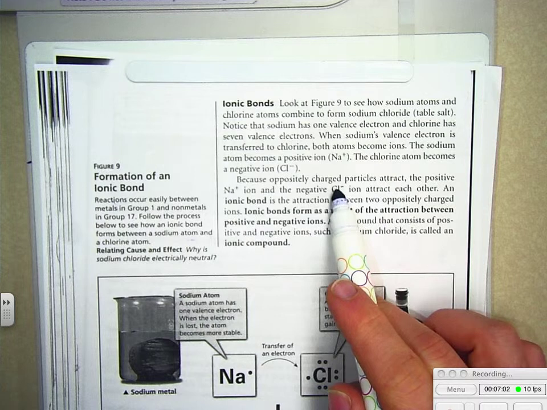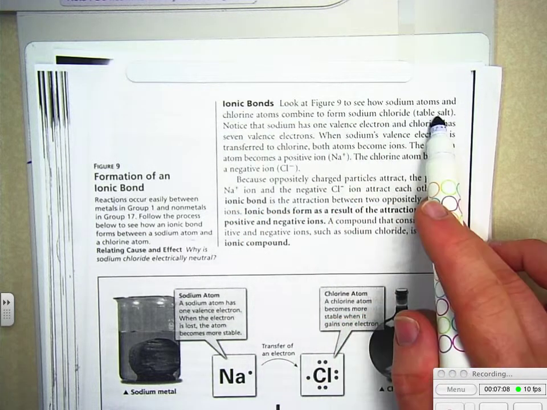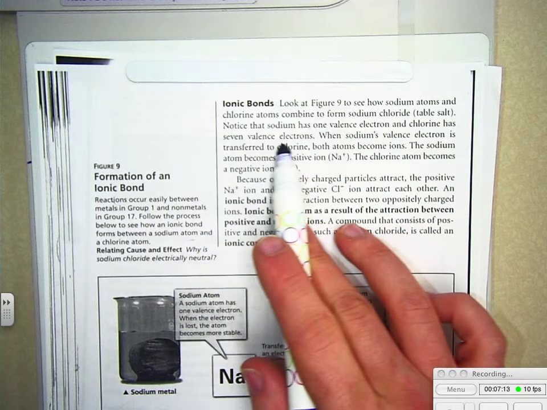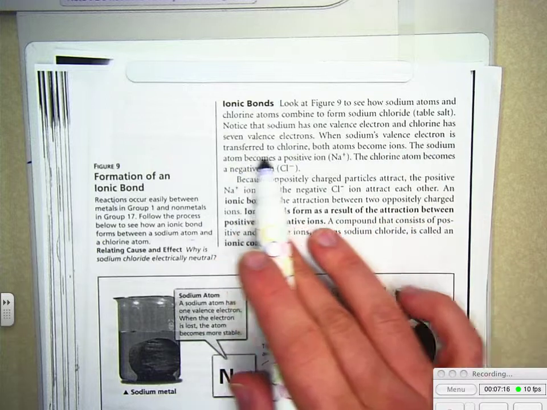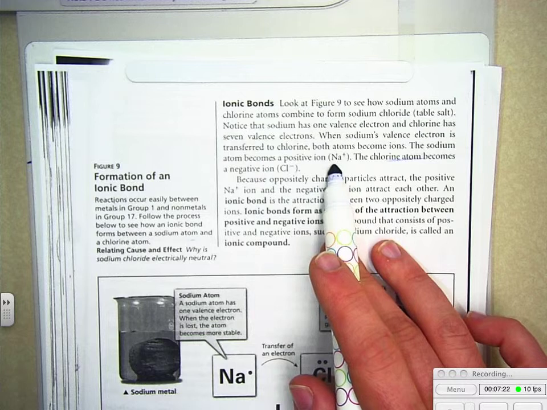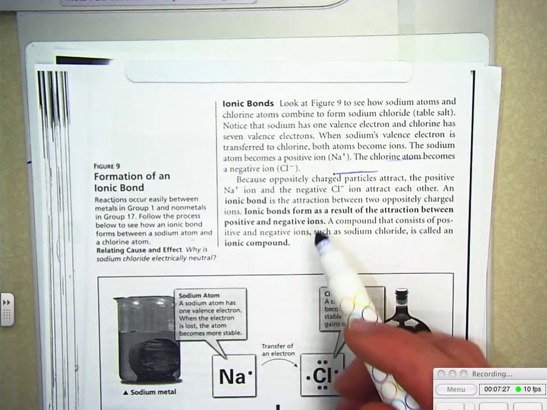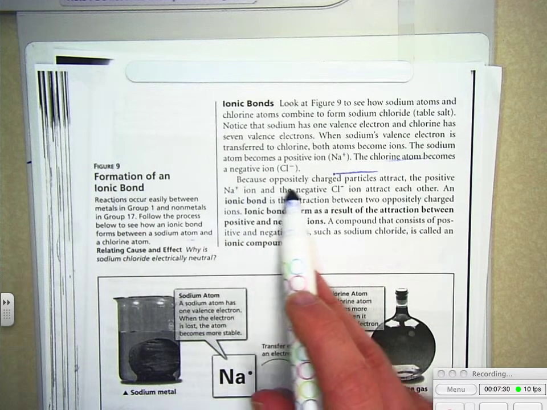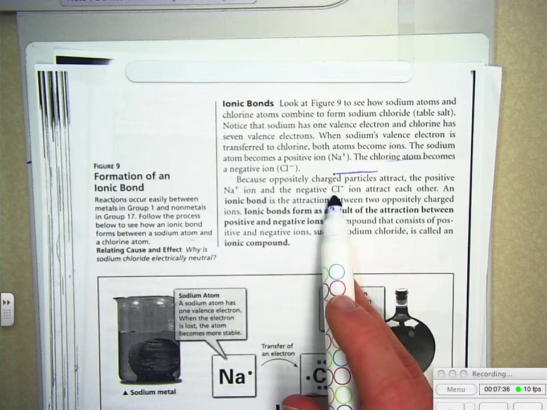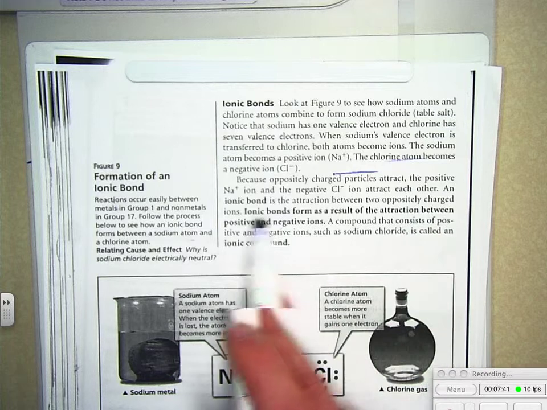Look at figure 9 to see how sodium atoms and chlorine atoms combine to form sodium chloride, table salt. Notice that sodium has 1 valence electron and chlorine has 7 valence electrons. When sodium's valence electron is transferred to chlorine, both atoms become ions. The sodium atom becomes a positive ion, Na+. The chlorine atom becomes a negative ion. Because oppositely charged particles attract, the positive sodium ion and the negative chloride ion attract each other. An ionic bond is the attraction between 2 oppositely charged ions.